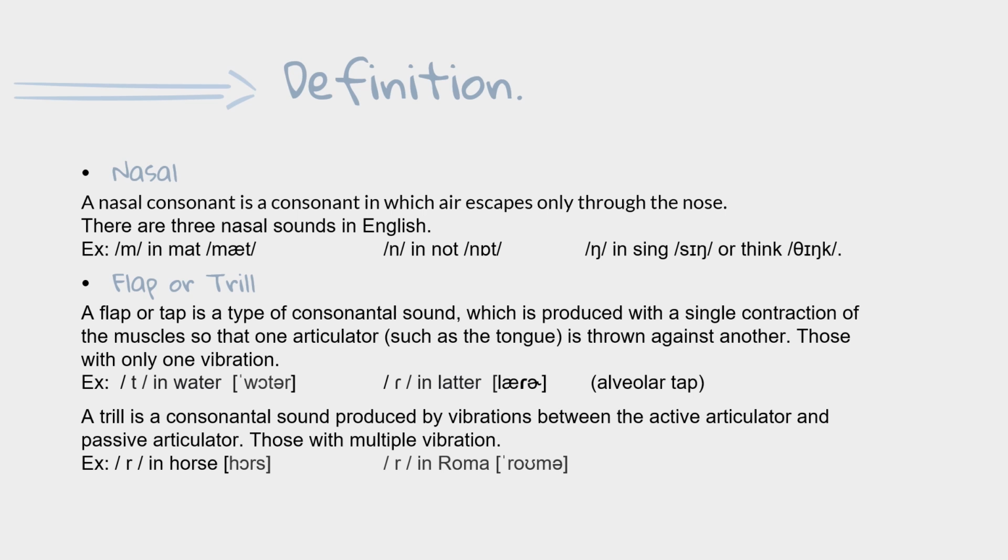And then a trill is a consonantal sound produced by vibrations between the active articulator and passive articulator, thus with multiple vibrations. A trill is made by the articulator being held in place and the airstream causing it to vibrate. When the tip of the active articulator is tapped more than once in articulation, the result is a trill. The first example is r in horse, and the second example is r in Roma.